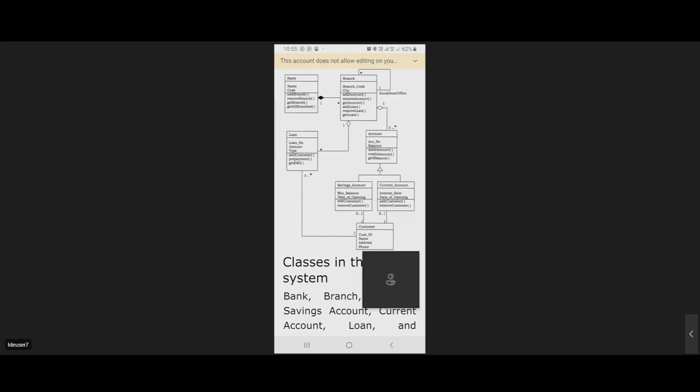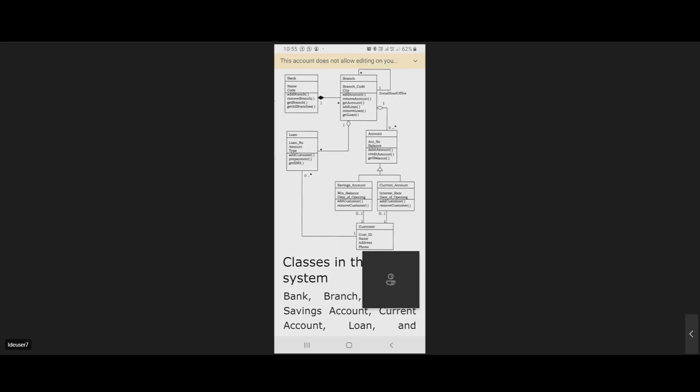prepayment, get EMI. For the account, we'll have account number, balance. The operations are debit amount, credit amount, get balance. It might be 0 to many, but it comes under a single branch. And these two denote the parts of the account: savings account and the current account.